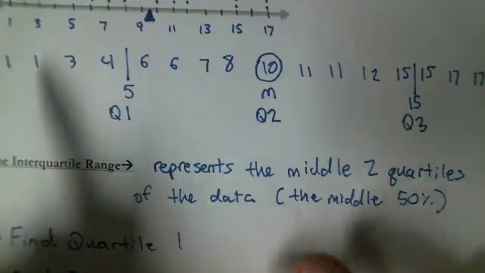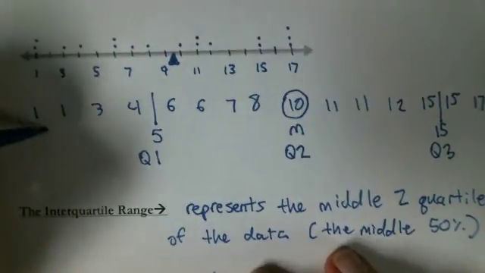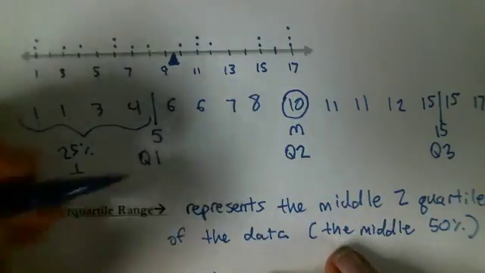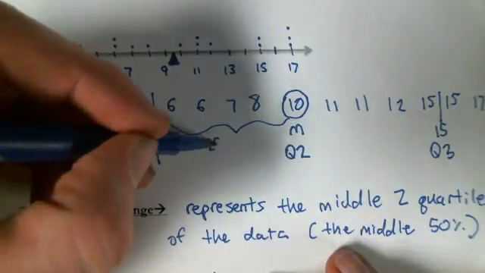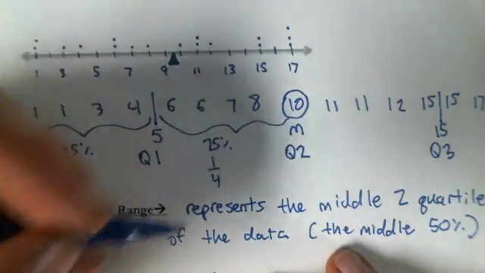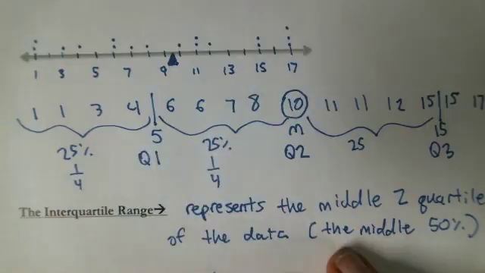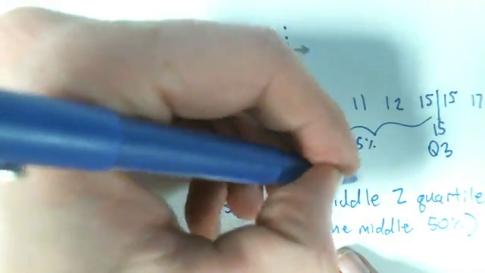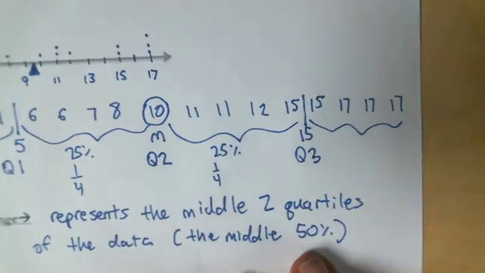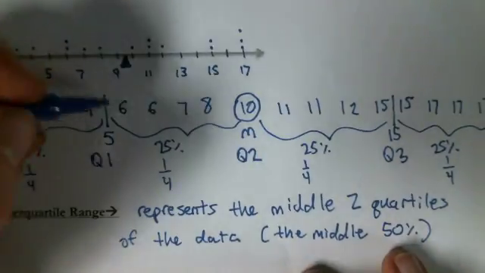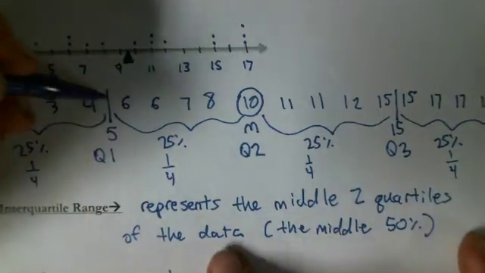So again, this is 25%, or 1/4 of our data. This is 25%, or 1/4 of our data, but it's one of the middle ones. This is 25%, or 1/4 of our data. And then finally, this little bit up here, this is the top part. This is the last 25%. This is the last 1/4 of our data. So the interquartile range is just this. The interquartile range is this area right here.